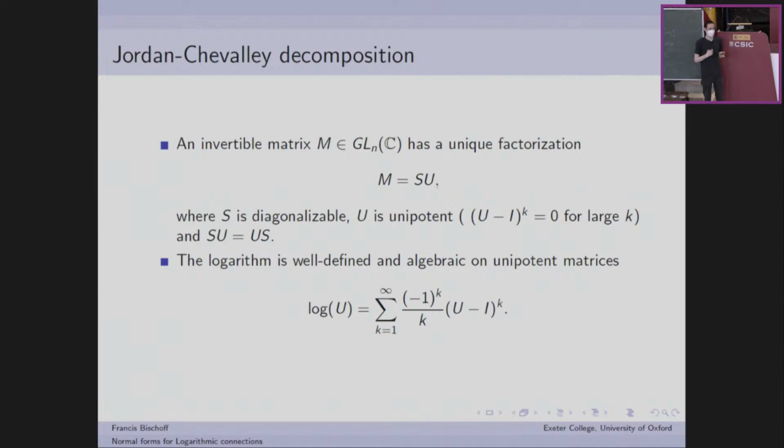Maybe you're more familiar with the additive Jordan decomposition, which is for any matrix, you can write it as the sum of semisimple plus nilpotent. This is the multiplicative version, semisimple times unipotent. And on the unipotent part, the logarithm is well defined and algebraic, right? Because you just write the Taylor series. And by assumption, it vanishes for high enough k. So this is a polynomial.